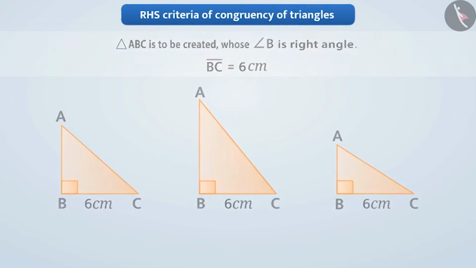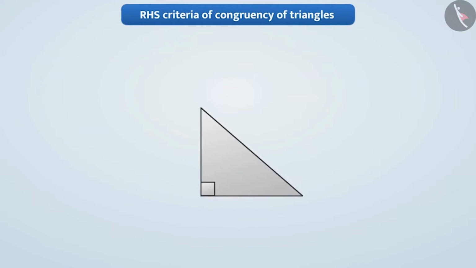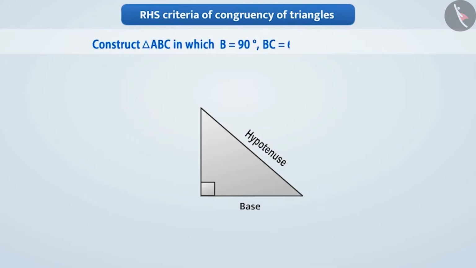Now suppose you are given the measurement of the side and the hypotenuse of a right-angled arm. Will you now be able to construct a unique triangle? Pause the video and create triangle ABC, which has angle B is equal to 90 degree, BC is equal to 6 centimeter, and AC is equal to 10 centimeter.